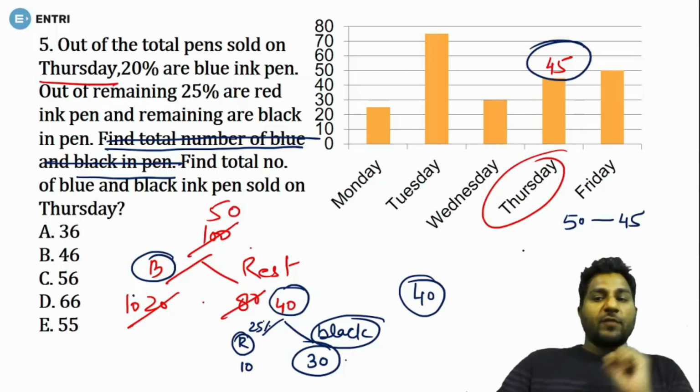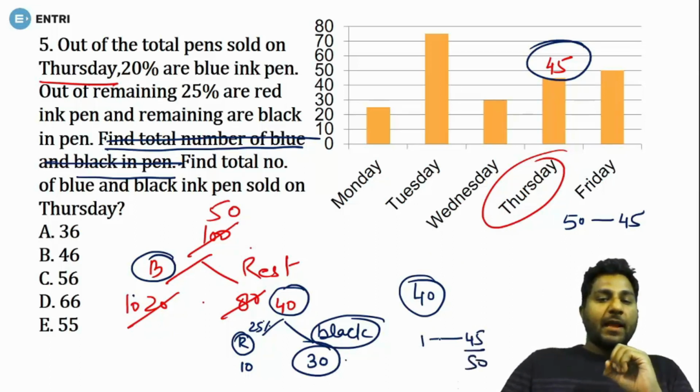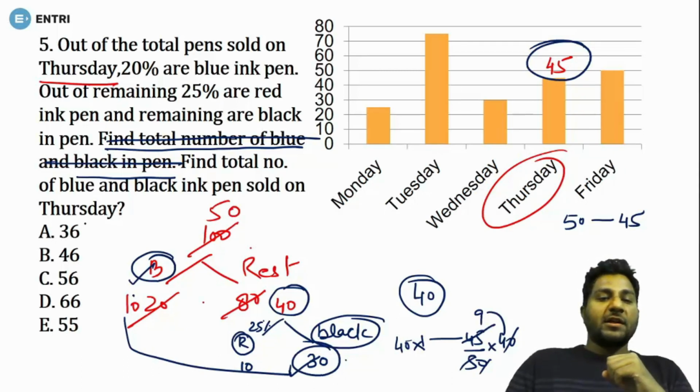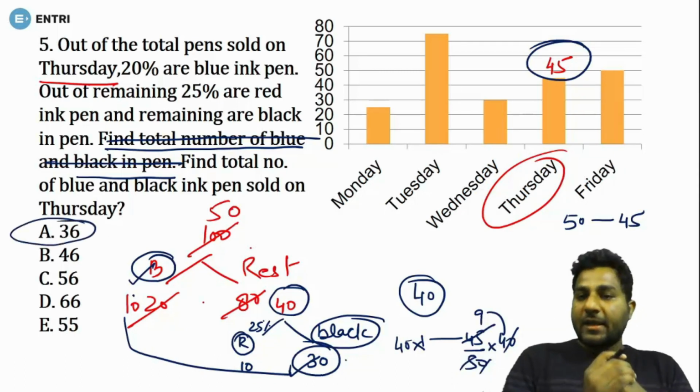50 ratio equals 45 pens. That means one ratio will come as 45 by 50. And if we need to find the blue and black data, that would become 40. So what we can do is multiply it with 40 to get the clear answer. Look at this, 36 pens would be the correct answer.